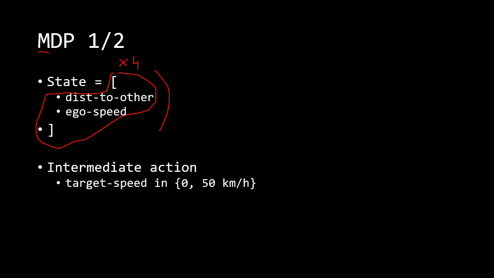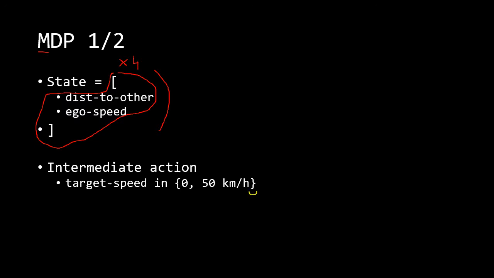All right, so we need to output an action. We'll first be outputting an intermediate action, which is the target speed. Do we want to target a speed of 0 km/h, or do we want to target a speed of 50 km/h? Again, this 50 could be 60, maybe 40, whatever.